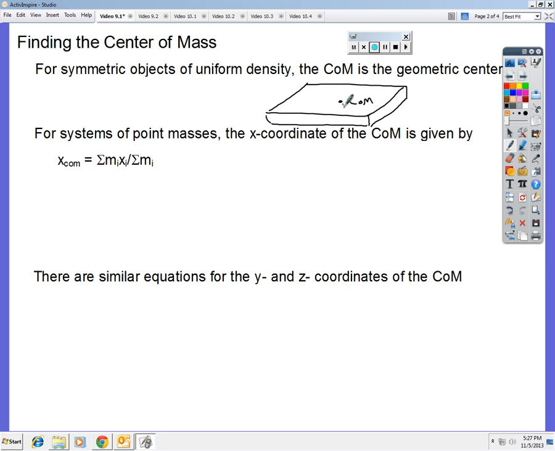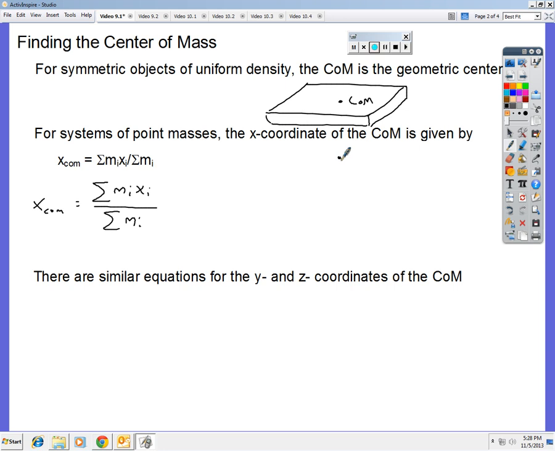Now, on the other hand, if you have a system of point masses or a collection of several symmetric objects of uniform density, what you do is you use this formula here. I'll rewrite that. The x component of the center of mass, or the x coordinate, is the sum of m_i times x_i, which is the x coordinate of each object, divided by the sum of the mass.